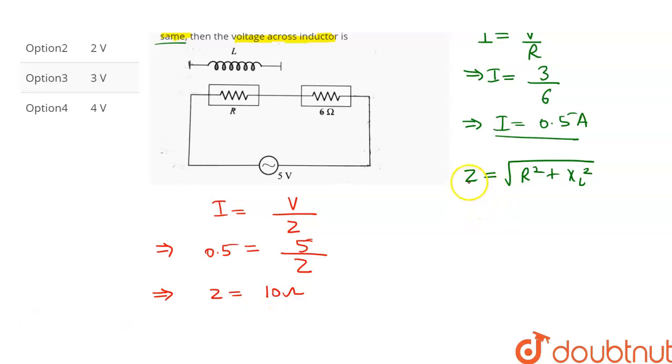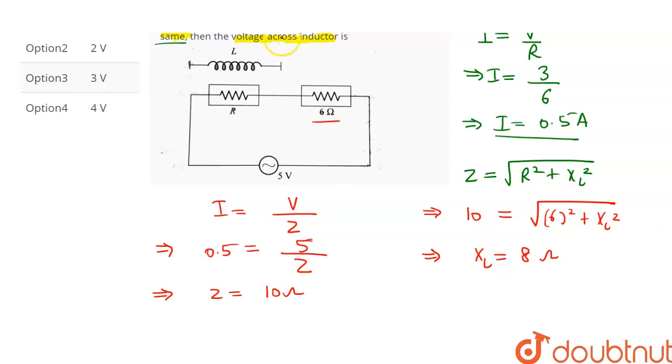Now let's substitute the value of Z and R in this equation. This will give us 10 is equal to under root of R is 6 ohms. So 6 square plus XL square. And after simplifying, we get XL is equal to 8 ohms.